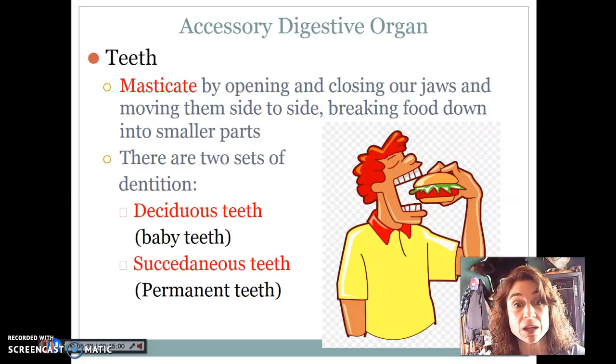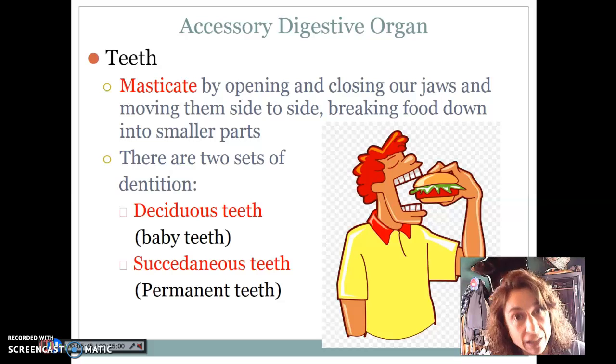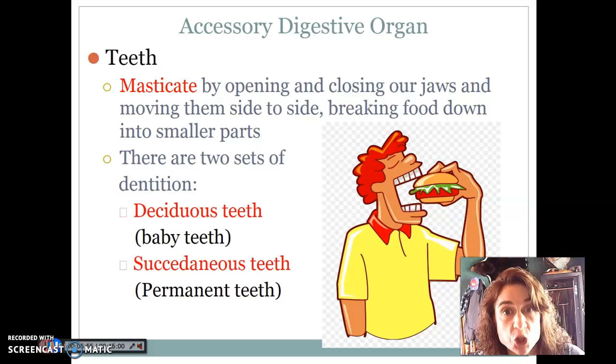Okay. The teeth. So, the teeth are an accessory organ. They aren't actually part of that one long continuous tube, but they do play a very important role. And their role is to break the food down in the mouth, start to break it apart. And that process is called mastication or chewing. Okay, to masticate is a fancy word for to chew.